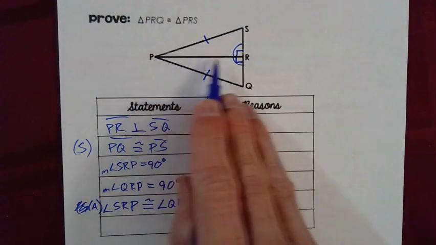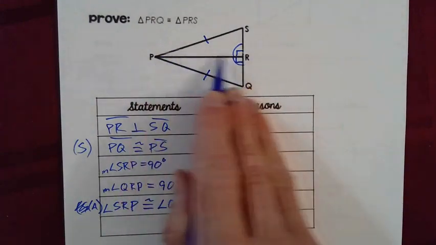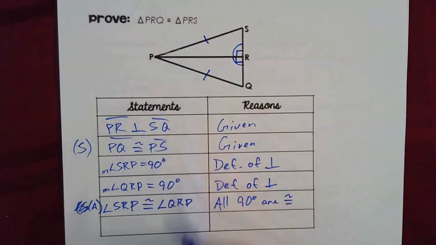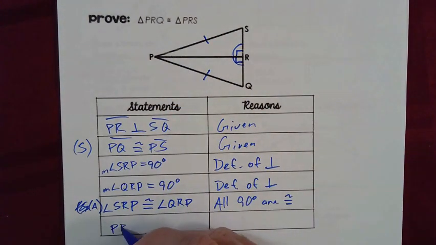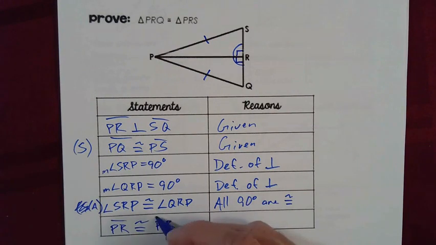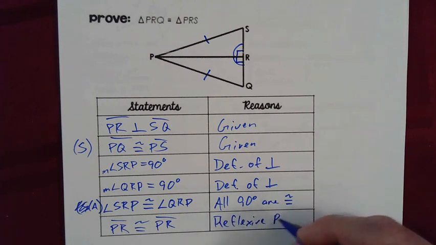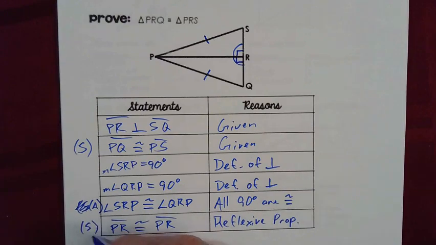But fortunately, I've got these overlapping triangles. PR is a segment in both the triangle on the top and the triangle on the bottom. So I'm going to say that segment PR is congruent to itself because of the reflexive property. And there's my other set of sides. This segment is congruent to itself.